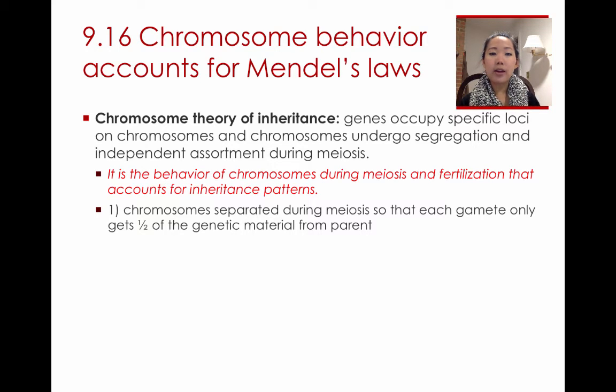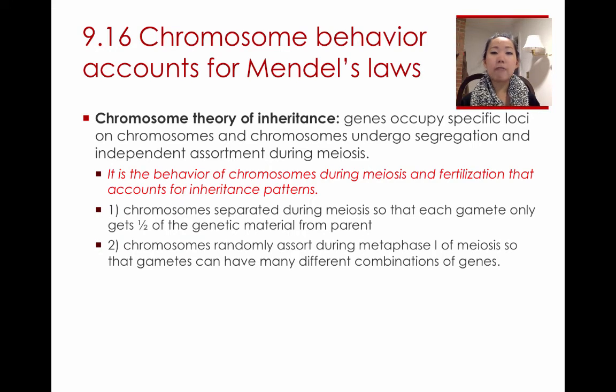And so that is an aspect of chromosomes that leads to the patterns of inheritance that we observe in real life. And the other thing that affects the inheritance patterns we see is the fact that chromosomes can randomly align or go through random independent assortment during metaphase 1 of meiosis. And so that just means that the gametes have almost infinite possibility of having different combinations of chromosomes from the mom and from the dad. And so that's also something that affects the patterns of inheritance that we see.